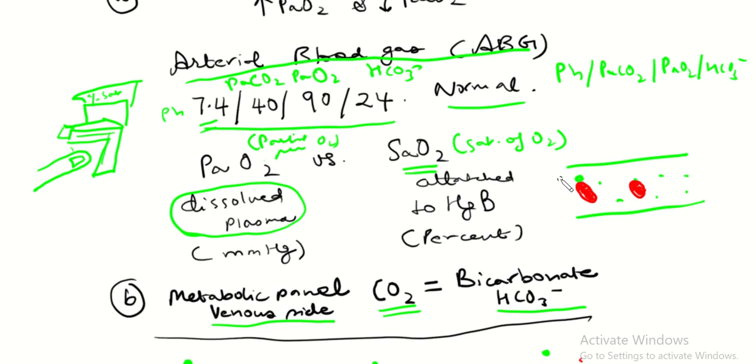oxygen molecule. So partial pressure gives you how much oxygen is dissolved in the plasma. Saturation tells you how many of those oxygen molecules are attached to how many hemoglobin, what percentage of hemoglobin or red blood cells. That's what that's measuring. Okay, so there's a difference between the two. One is measured in percentages, which is saturation. The other one is measured in millimeters of mercury. One is dissolved, one is attached to hemoglobin. It gives you a percentage of hemoglobin that is attached to oxygen.